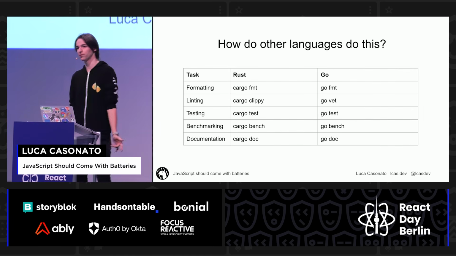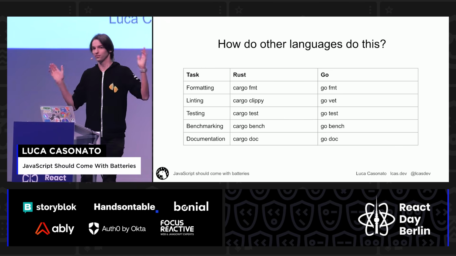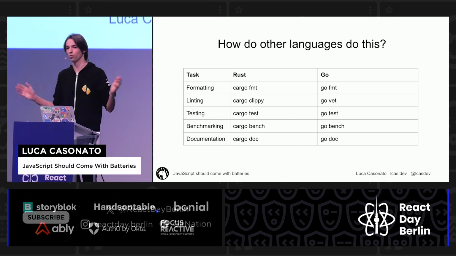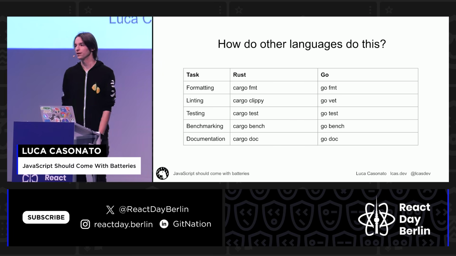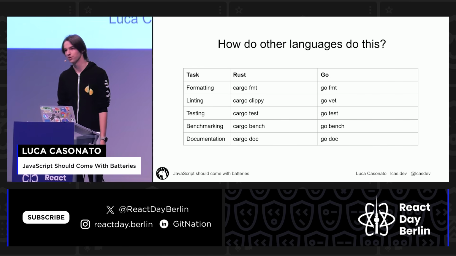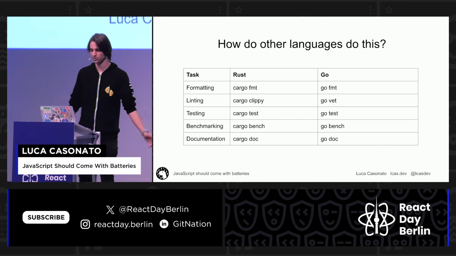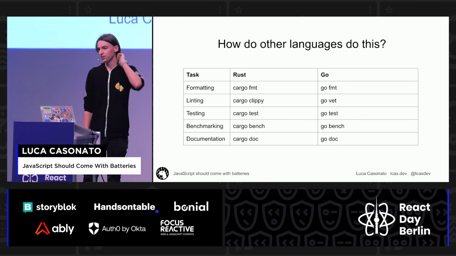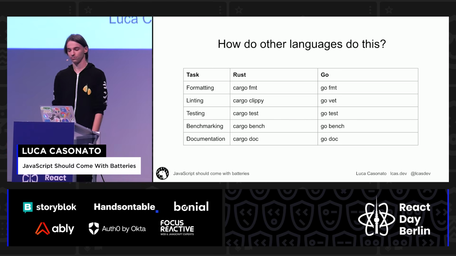And I'm using these specifically because they're about the same age as JavaScript. So you can't say JavaScript is old or Node is old, and because of that, it doesn't have this. Like Go was released the same year that Node was released. And Rust was released just a couple years later. And these have very extensive standard libraries and tools built in.